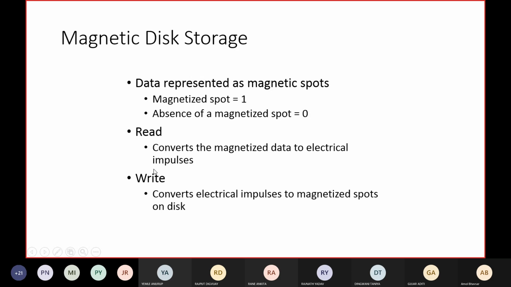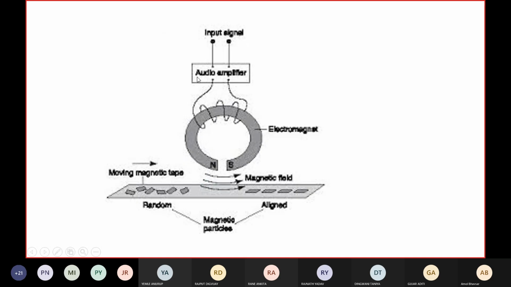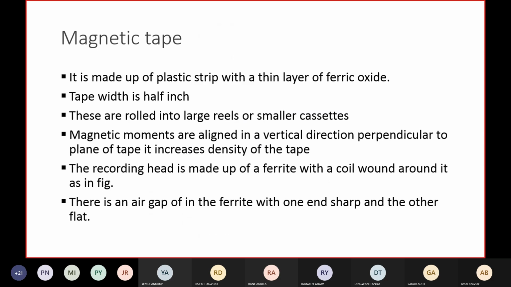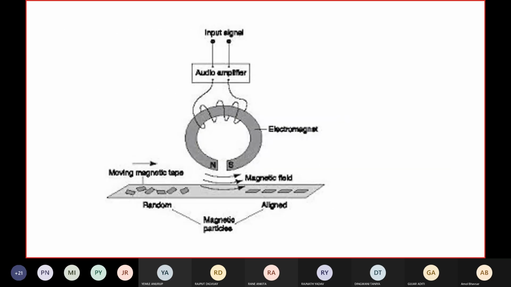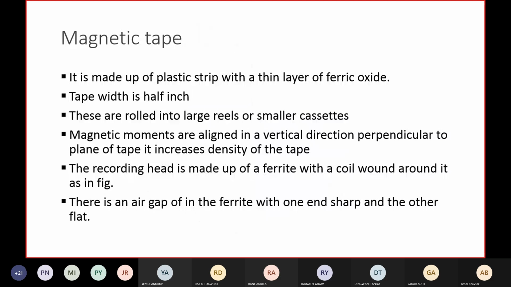So there is a read write head. The reading head is used to convert the data into electrical impulses, and the writing head converts the electrical impulses into the magnetic spot on the disk. Sorry, this is actually the magnetic tape or magnetic impulse. This is not correct. I have taken this magnetic tape.